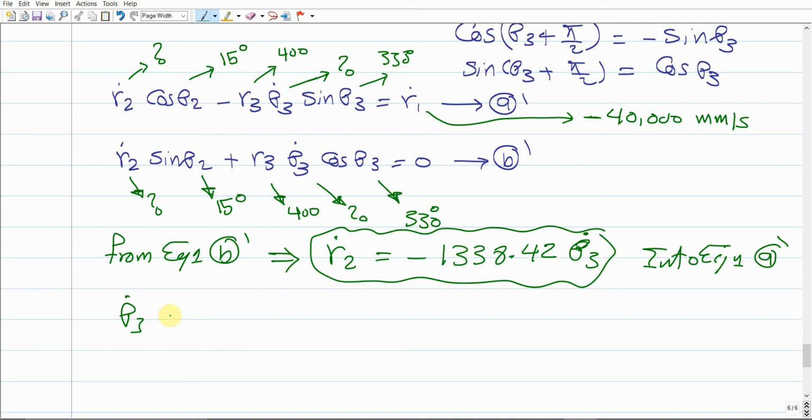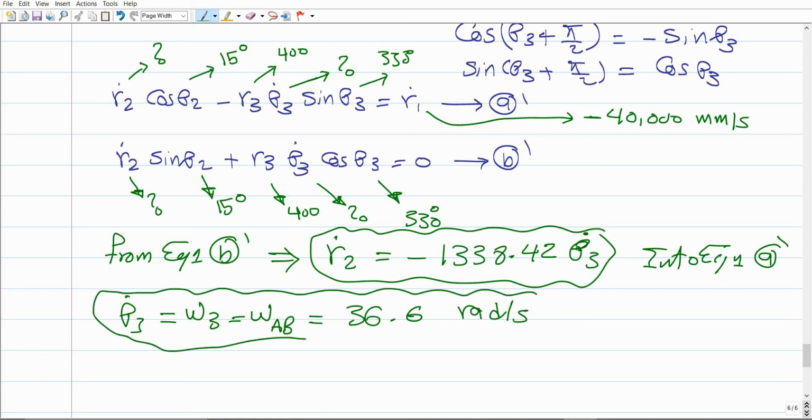This gives us theta 3 dot, which is omega 3, the omega of length EB. This is the required angular velocity of length EB, as we mentioned, and this will be obtained by substituting into equation A dash. Then we end up with one equation in just theta 3 dot, a very simple algebraic equation. We're going to end up with 36.6 radian per second. Why radian per second? Because it is angular velocity, and this is one of the requirements. And as you can see here, it is a positive value.